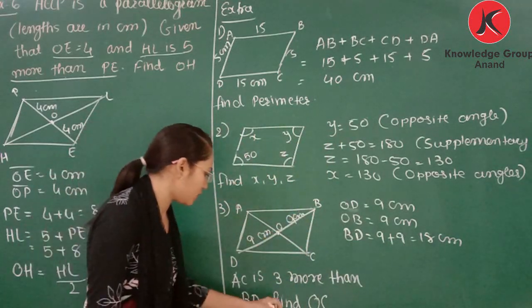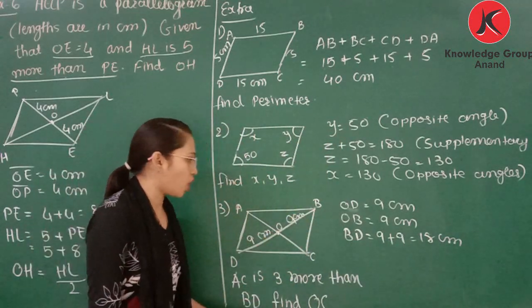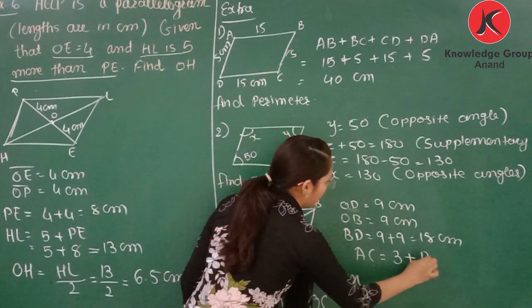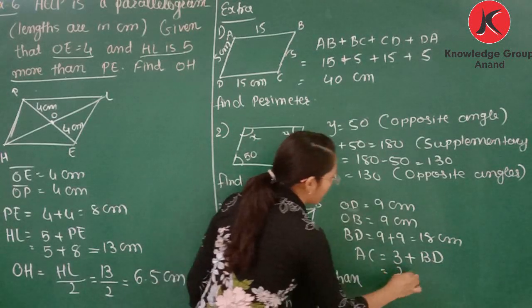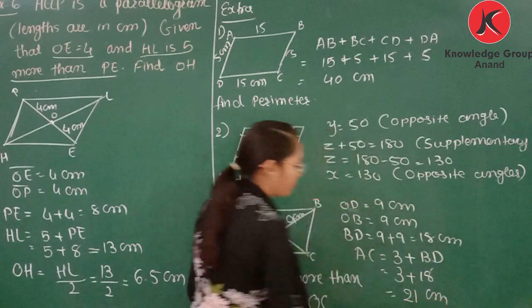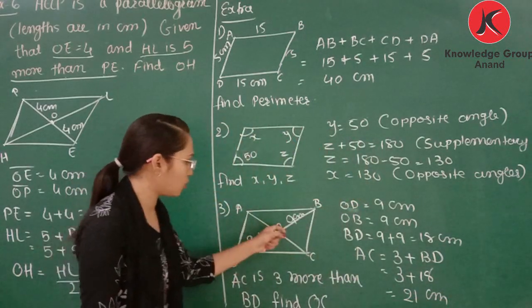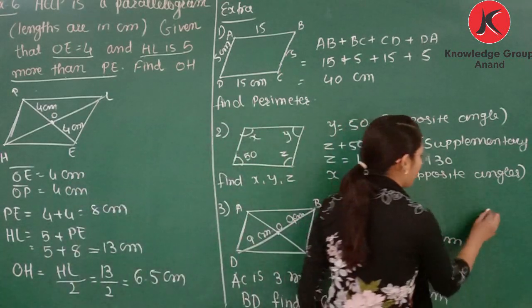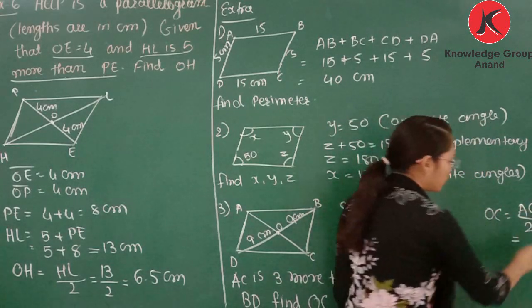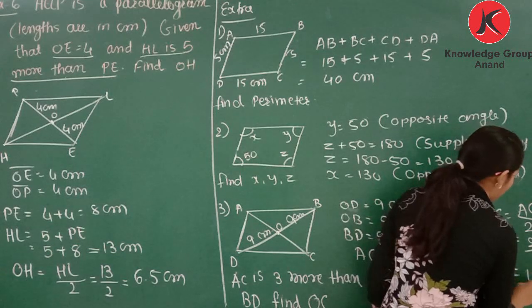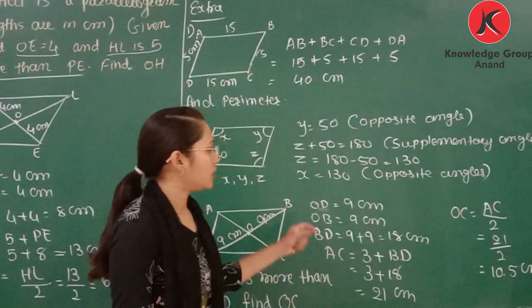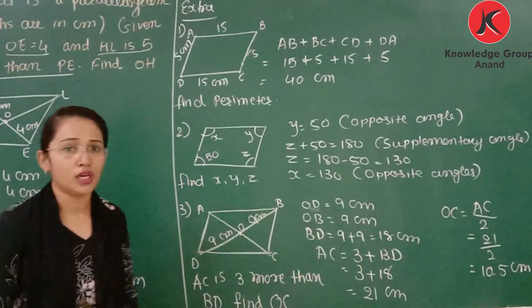Then what is the statement? AC is 3 more than BD. So you can write 3 plus 18. It is 21 cm. So if you want to find OC, you need to divide AC by 2 because it is half of the diagonal. So 21 by 2, that is 10.5 cm. This way you can solve the example using the property that we learned. Clear?